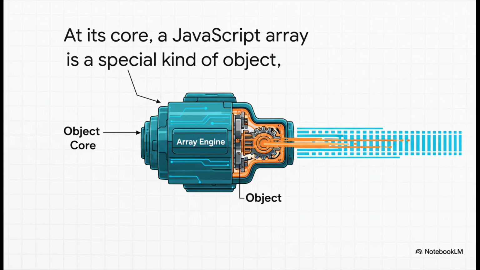So here's the big secret. At its core, a JavaScript array is actually an object. Yep, but it's a very special kind of object. See, the JavaScript engine knows that we use arrays for ordered lists all the time, so it has a ton of super smart optimizations built in just for them. The catch is, we as developers can accidentally do things that break those optimizations, and that's when things get slow.